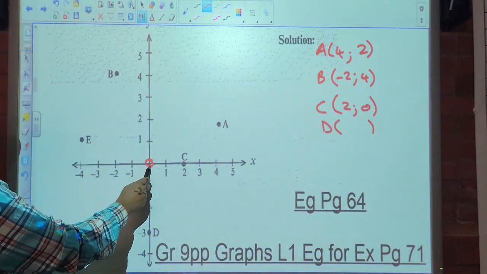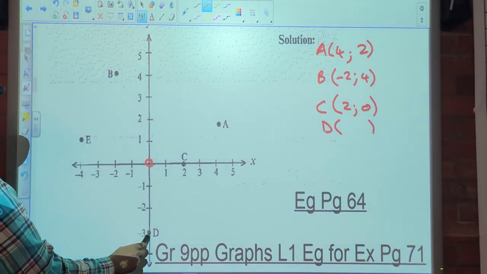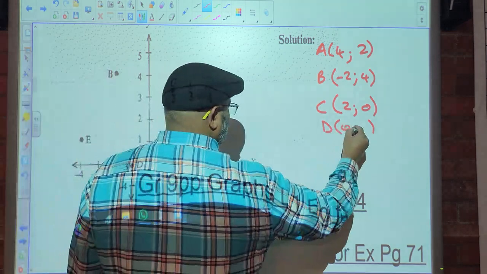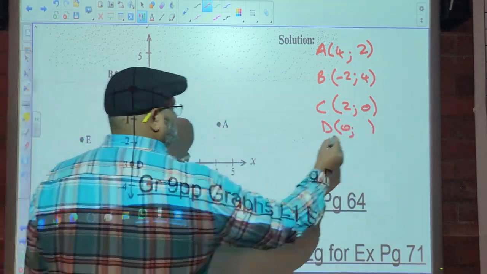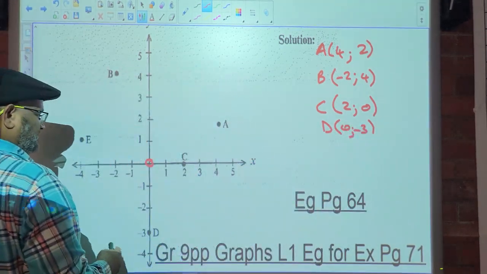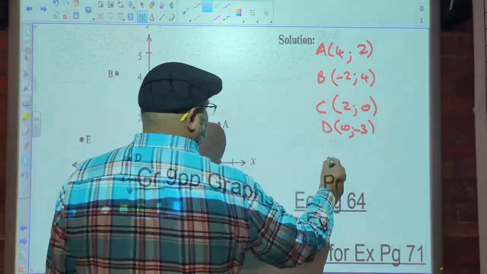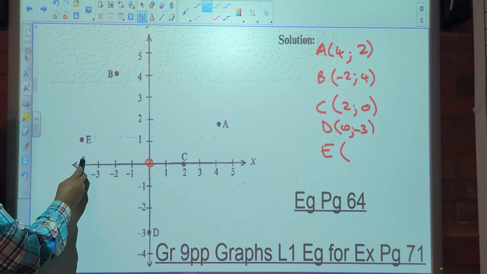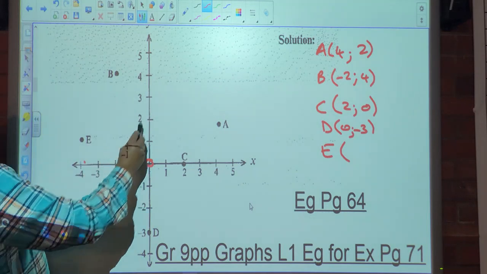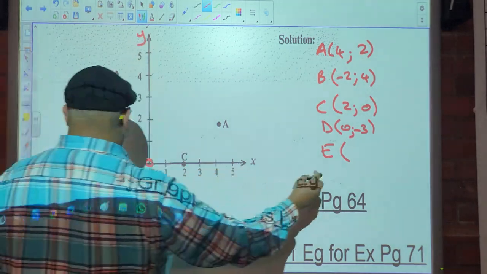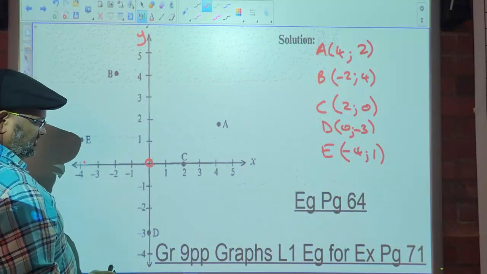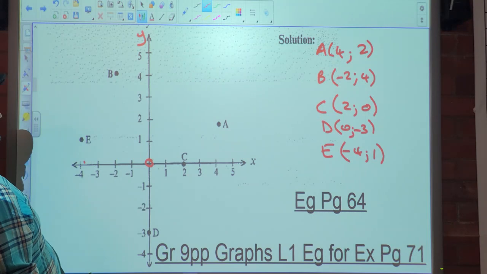Let's look at D. What's your x value? 0. You've got the y value of negative 2. Let's look at E. We have an x value of negative 4 and a y value of 1. Remember that is y and that's your x. Negative 4 and 1. Then F.